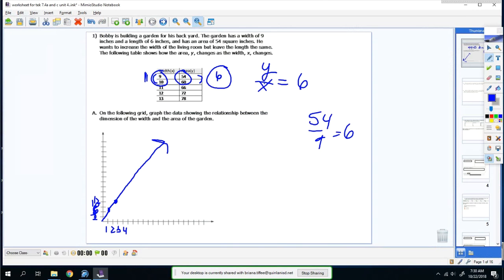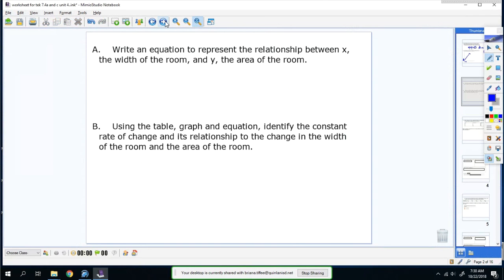So then on B, it asks, write an equation to represent the relationship between X, the width of the room, and Y, the area. Well, my constant is 6, so I would write Y is equal to 6X. And using this information, it asks you for the constant rate of change, which is 6. But I found that first because it's easier to have the constant rate of change to create the table, to create the graph, to create the equation.